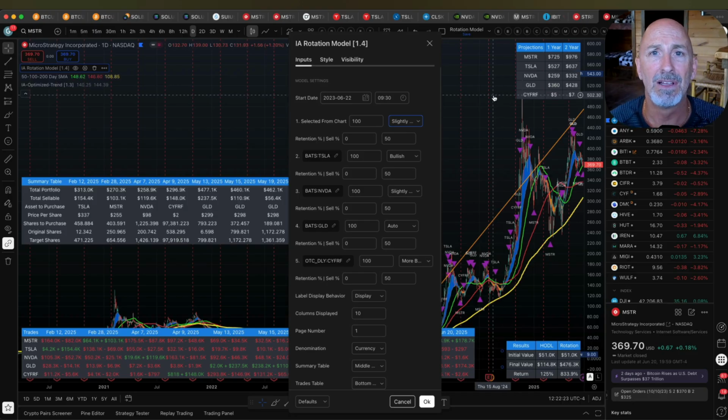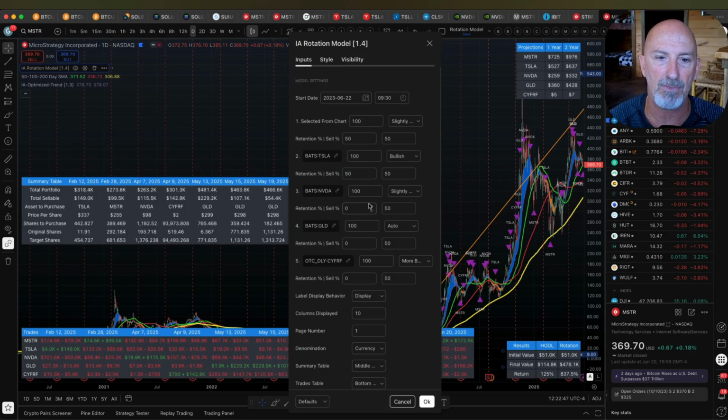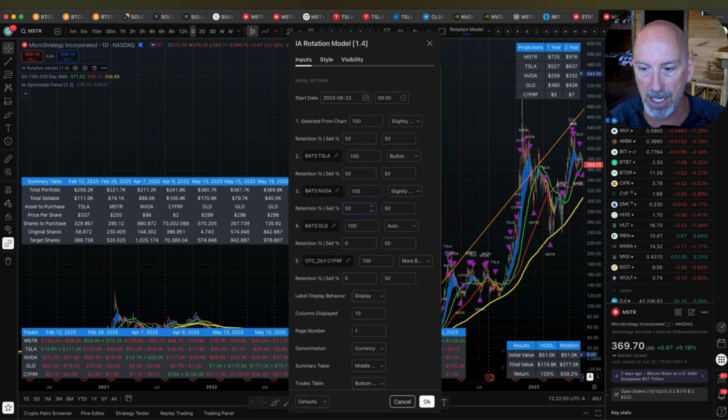All right, guys, the last thing that we have to set right now is the retention and sell percentage, okay? On the retention and sell percentage side of things, what do you want to hang on to in the future? Well, I'd like to hold 50%, let's say, of my MicroStrategy at any given time. Tesla, I'd like to hold 50% at any given time. NVIDIA, I want to make sure I'm holding 50%, maybe 40% of my NVIDIA at any given time. Gold, I'm all right trading almost all the way out of it.